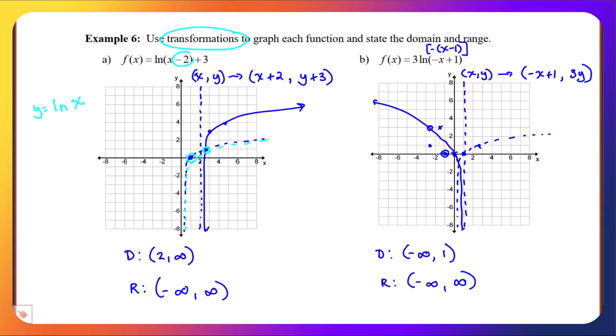And then we move it to the right 2 and up 3. This point goes up 3 and to the right 2. This point goes up 3 and to the right 2. And to the right 2 is also where our new asymptote is. And here's our graph.